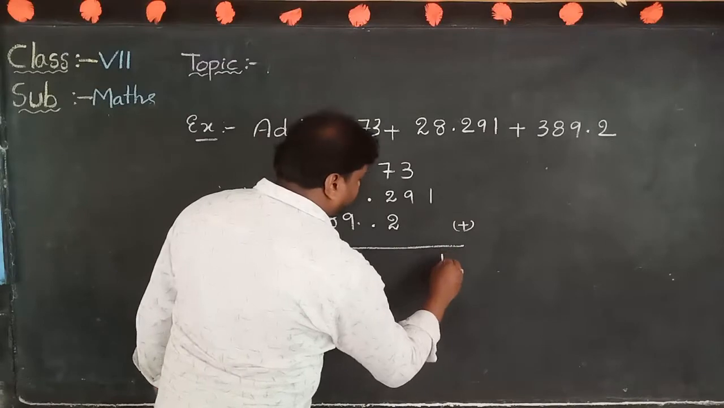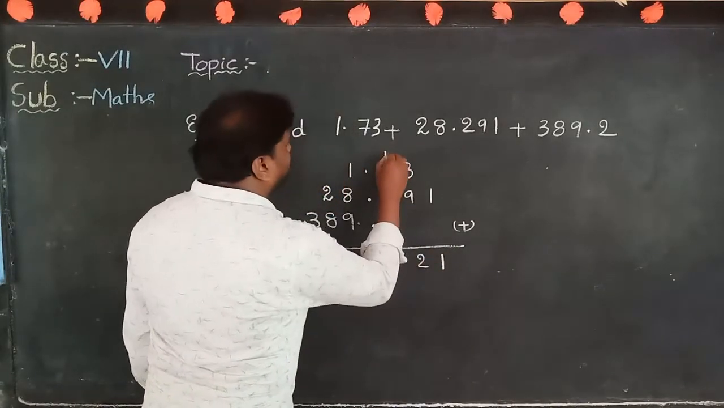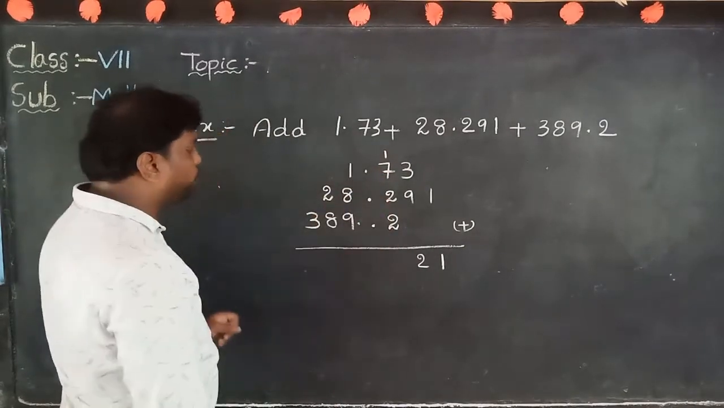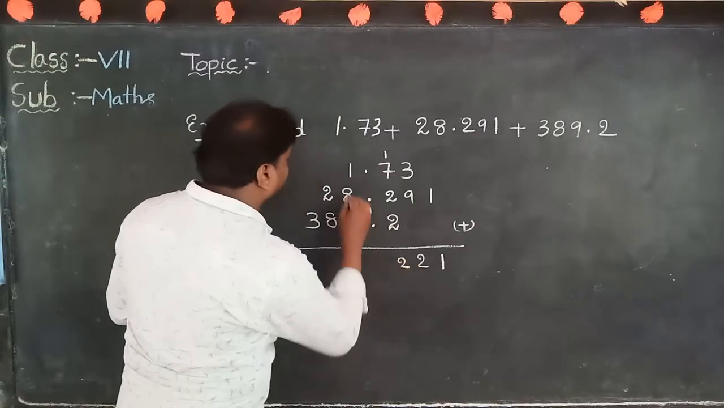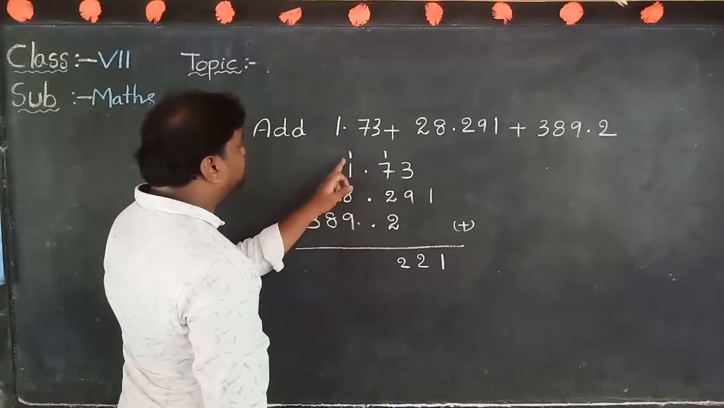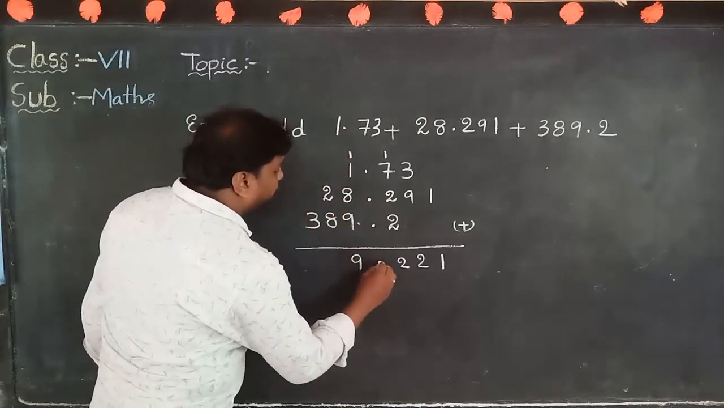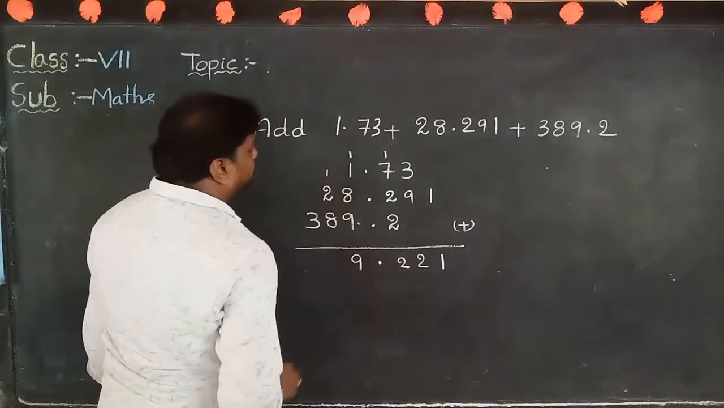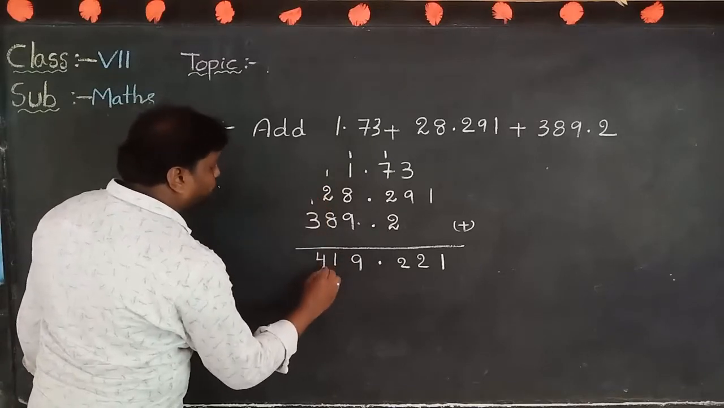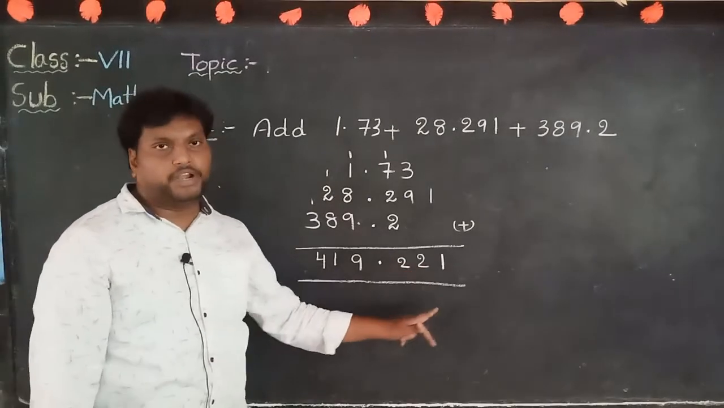The first one is 1. Next, 3 and 9 is 12. And 1 and 7 is 8, plus 4 is 12. See, 8 plus 4 is 12. Next, 2, 10 and 19 point. 2 and 8, 10 plus 1 is 11, which is 4. What is the answer? 419.221.